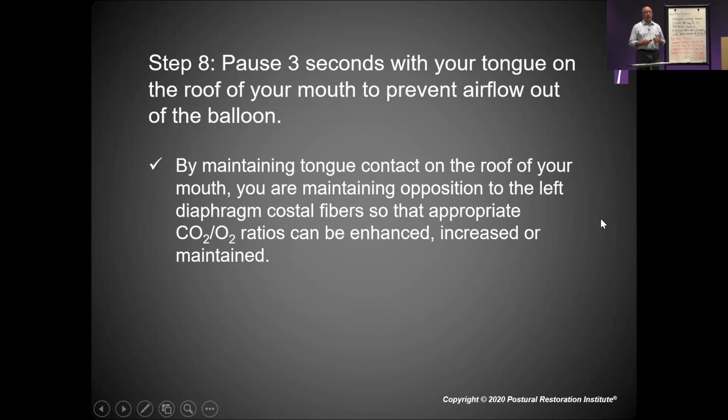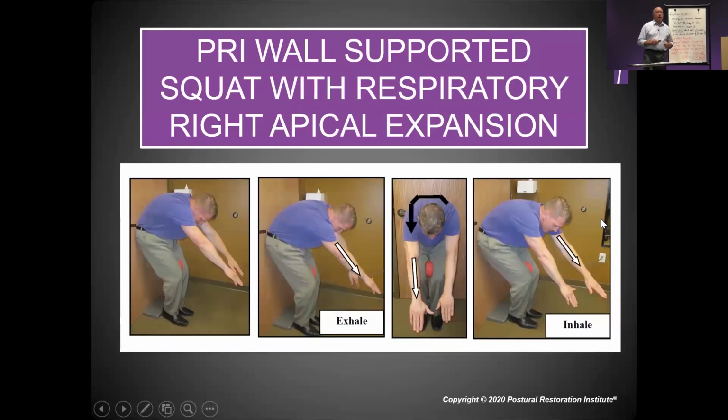So this next technique I like because we're going to now do something with this technique that we just left, and we're going to move on to shifting your body weight by moving hands to redirect airflow with your arms involved. So we call this the PRI wall supported squat with respiratory right apical expansion.